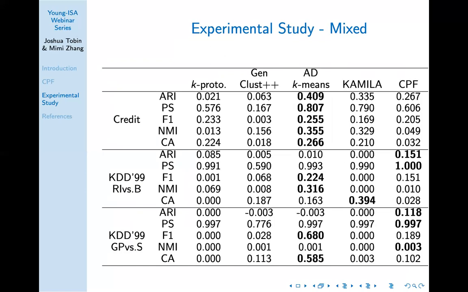And then for mixed data sets, we see that AD k-means performs very, very well for the credit data set, implying that there is some useful information in the co-occurrence of feature values, which might be something to try to incorporate into a dissimilarity metric in the future. What we see is that our method performs much better for the KDD data sets here, which are imbalanced data sets. So we can see that the CPF method is definitely better than k-means type methods for data sets containing clusters of very different sizes, which I don't think is anything particularly surprising.